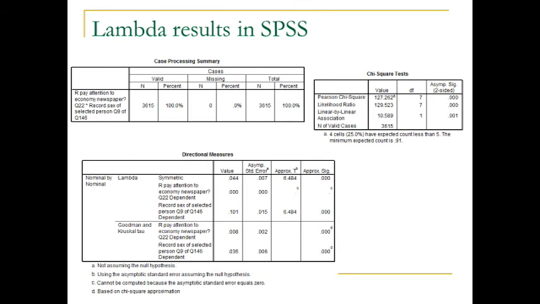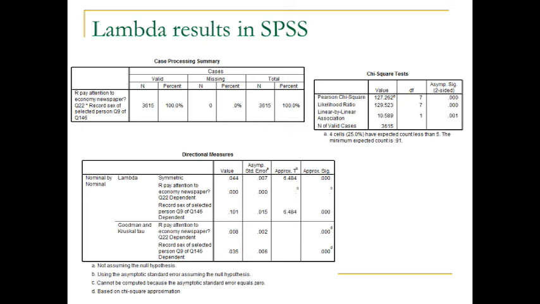Here's a little example of the outputs that the statistical packages will produce. And if you look at the one in the lower left-hand corner that says directional measures, a symmetrical relationship assumes that the causality goes in both directions.